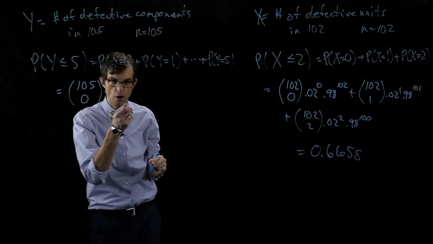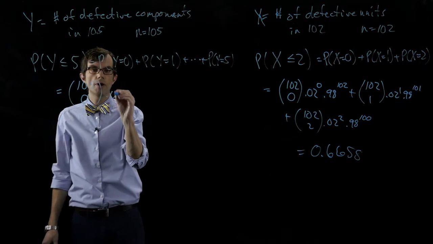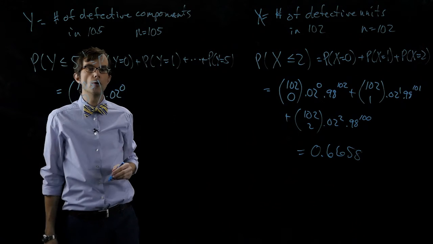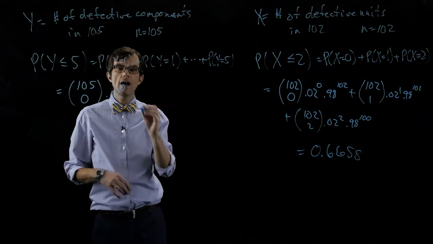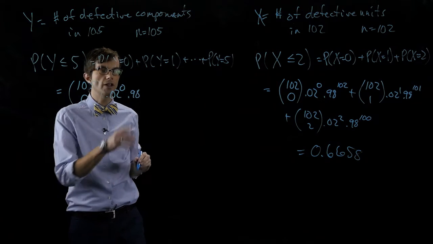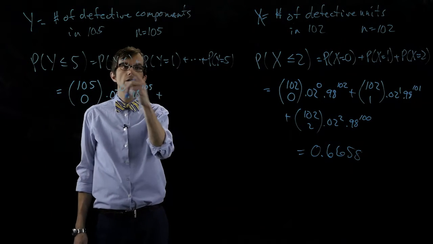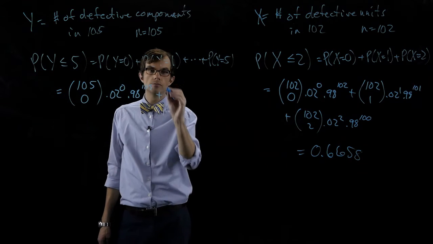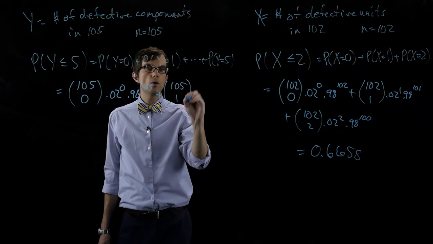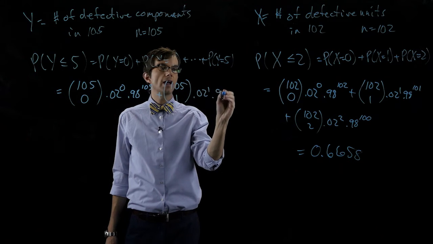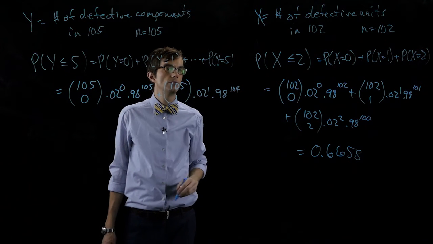Okay, the probability of an individual defective was 0.02. We're going to raise that to a 0. The probability of a non-defective, 1 minus 0.02, that's 0.98, raised to the 105. Okay, now let's find the probability that y equals 1. 105 choose 1, 0.02 to the 1, 0.98 to the 104.